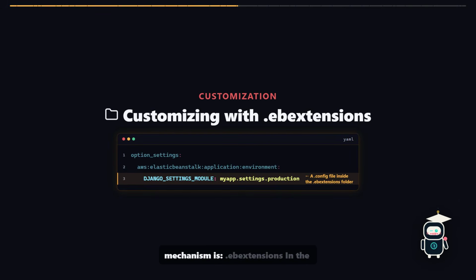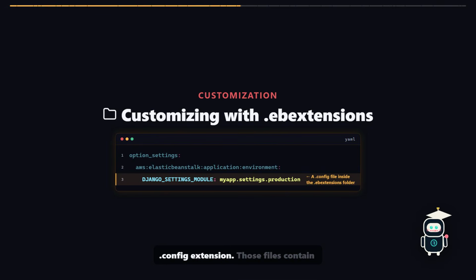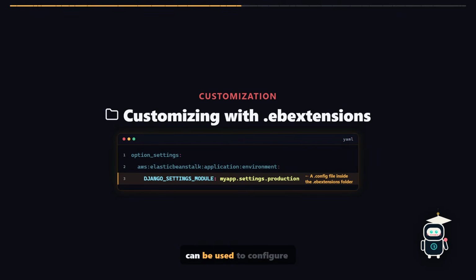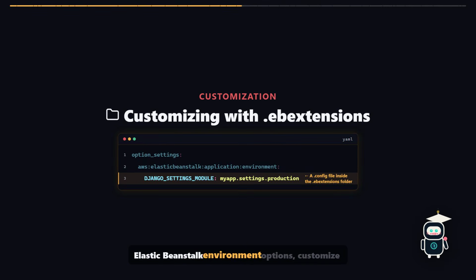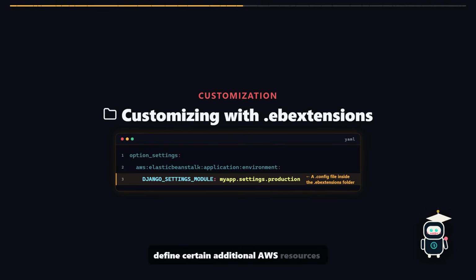One mechanism is .ebextensions. In the root of your application source bundle, you can create a folder named .ebextensions. Inside that folder, configuration files use the .config extension. Those files contain valid YAML or JSON. They can be used to configure Elastic Beanstalk environment options, customize instances, run configuration logic, and define certain additional AWS resources through CloudFormation. That gives you a lot of flexibility.